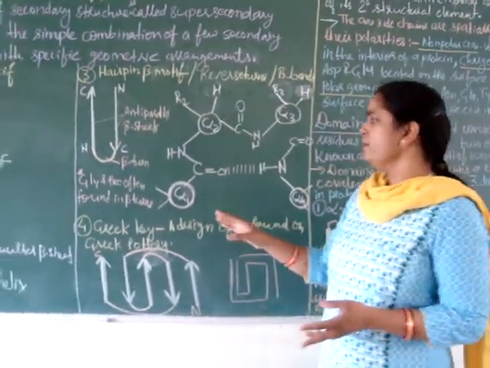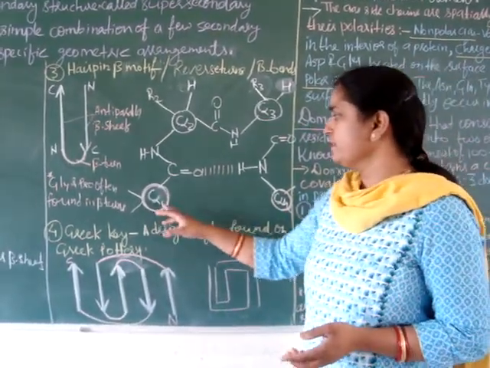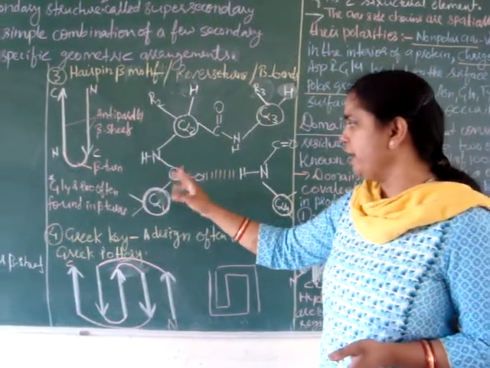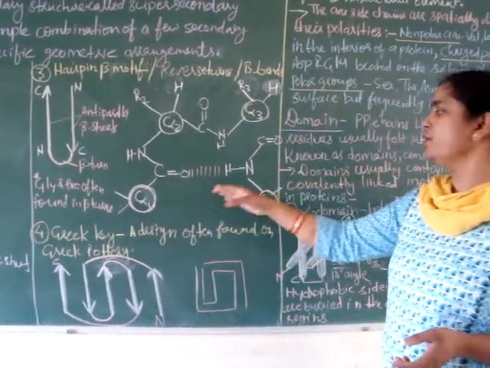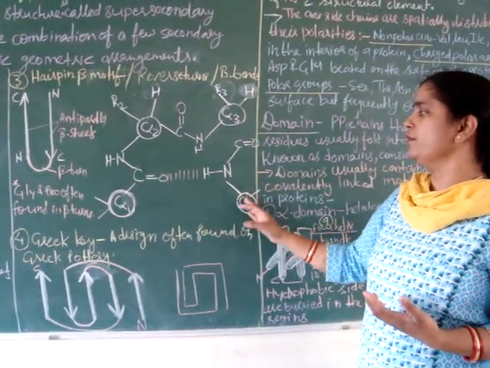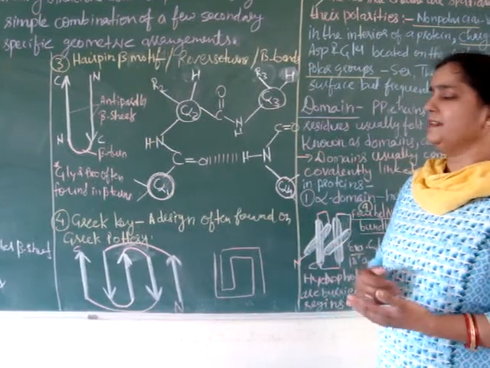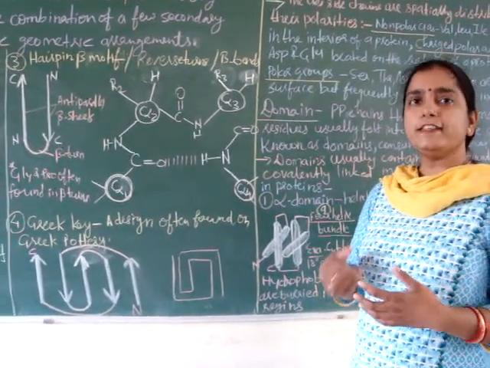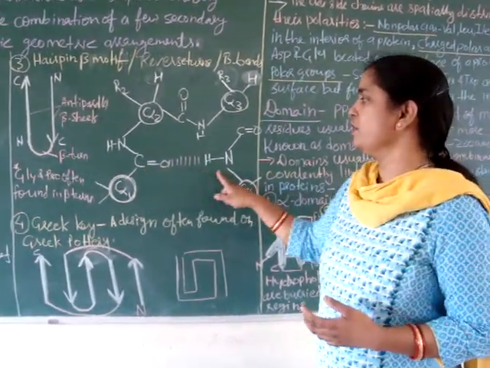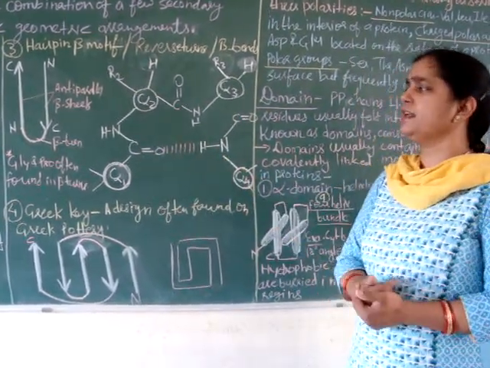In this beta turn, the carbonyl oxygen of the first amino acid is hydrogen bonded to the amide hydrogen of the fourth amino acid, like this, and that's why this turn is very rigid, because there is a hydrogen bond between amino acid 1 and amino acid 4.